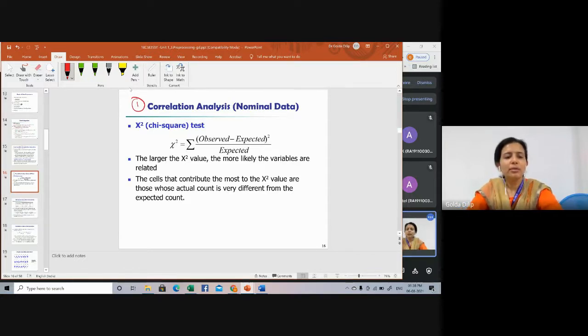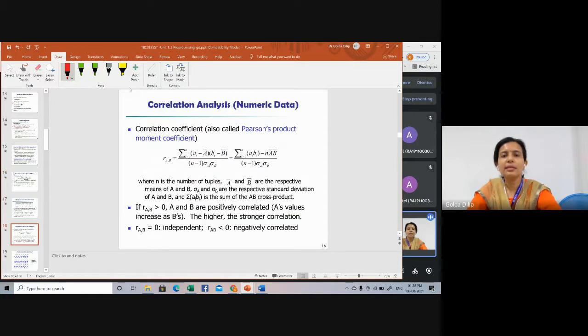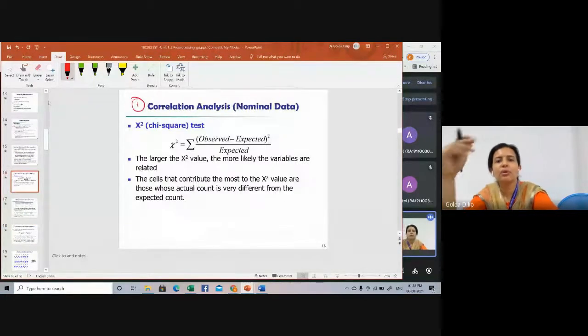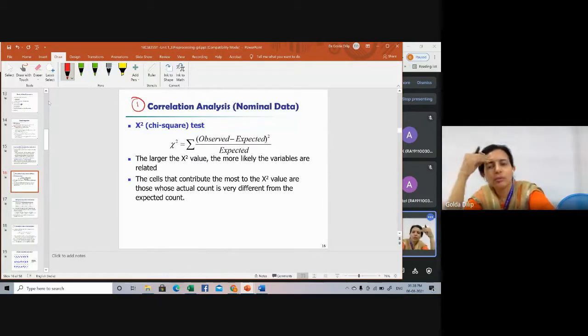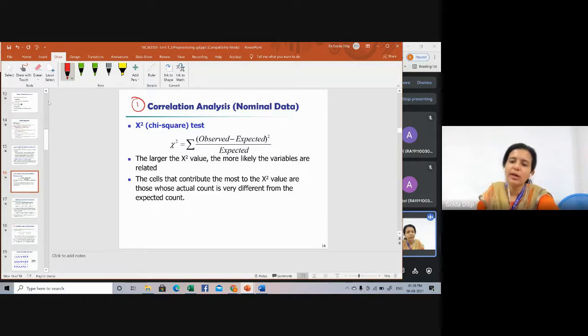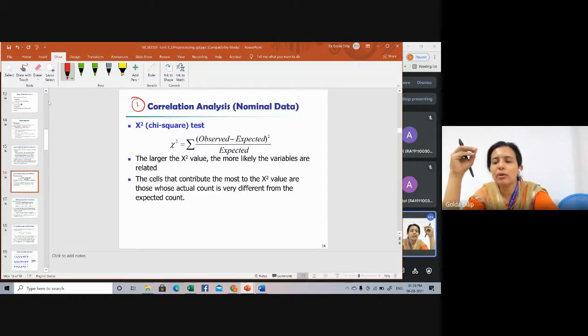redundancy. So how do we detect the redundancy? The first one is chi-square correlation analysis, meant for nominal data. The second is correlation analysis for numeric data, which is Pearson's correlation analysis. When I say nominal data, all of you know what nominal data is. I don't want to explain again what is nominal data, ordinal data, interval scaled, ratio scaled, and all those things. We have already discussed all those things in the previous classes.